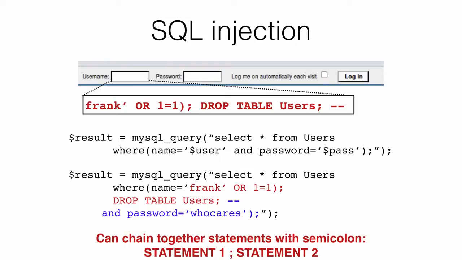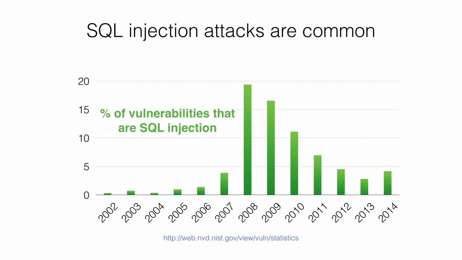A very obvious way of coding things, just putting in the user and the password, has opened us up to the possibility that malicious input can effectively change the form of the query and cause private information to be returned or sensitive and important information to be deleted. And SQL injection attacks are quite common. They're less common than they were a while back, but they're still a significant source of vulnerabilities.